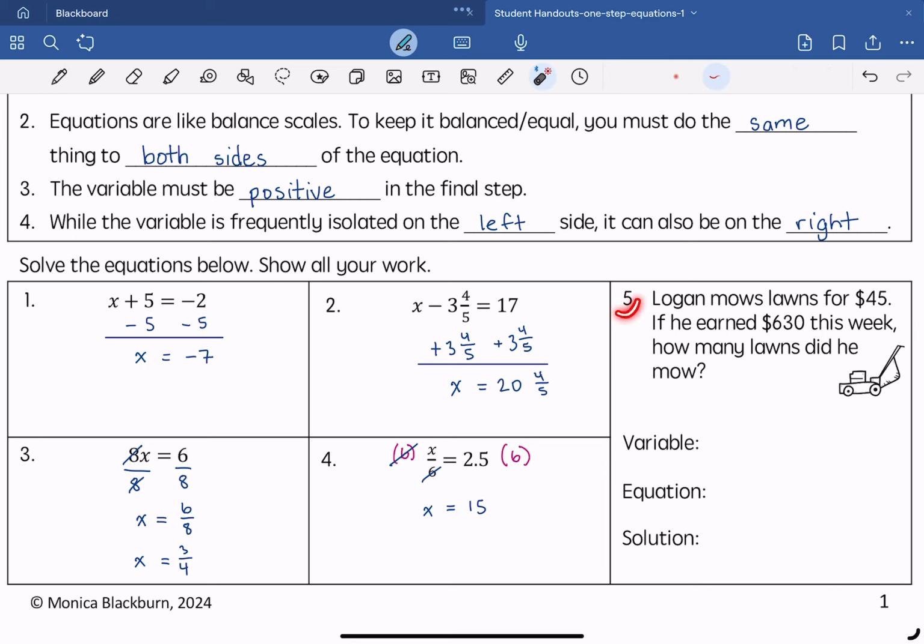So question 5. Logan mows lawns for $45. If he earned $630 this week, how many lawns did he mow? The first step asks us to find the variable. We need to figure out what it is that we don't know. Usually the question states something like what is or how many lawns did he mow. That is our unknown value we're trying to figure out. So our variable x represents the number of lawns mowed.